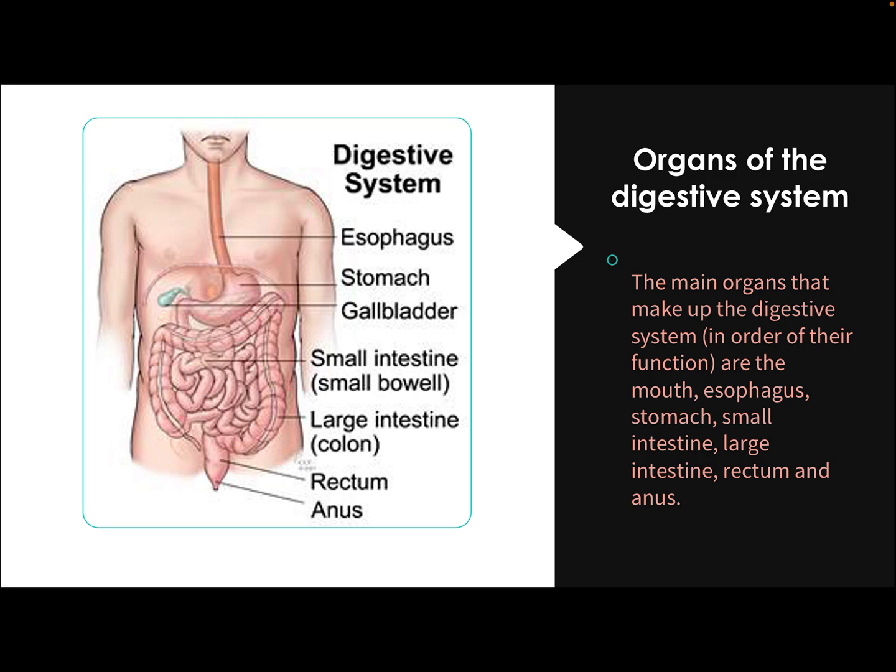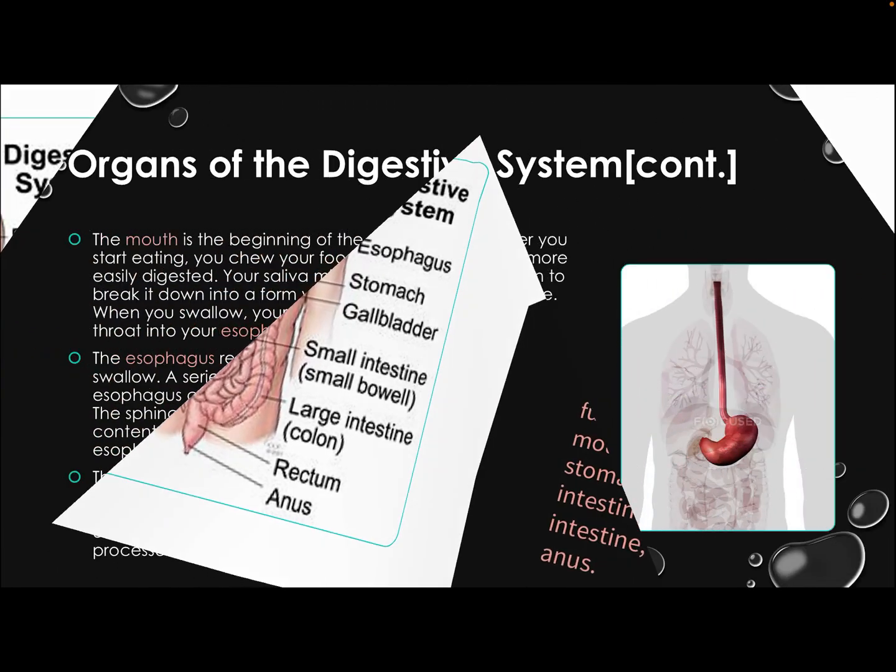Today we'll be talking about the digestive system. The main organs that make up the digestive system, in order of their function, are the mouth, esophagus, stomach, small intestine, large intestine, rectum, and anus.